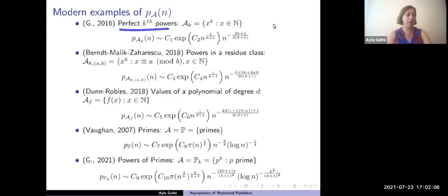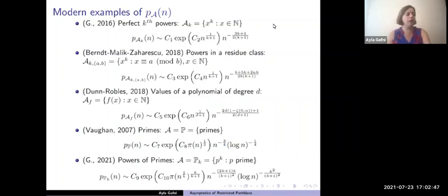We have perfect kth powers. We have powers in a residue class. We have values of a polynomial, which is actually a generalization of the previous 2 results. And then we have primes and powers of primes. And so for each of these 5 asymptotic formulas, they all take a very similar sort of format, which is that we have a constant and then an exponential and then divided by a power of n. Now, in the case of primes and prime powers, we actually have also divided by a power of log n, and that's because of the irregular distribution of primes, but we don't need to worry about that right now.